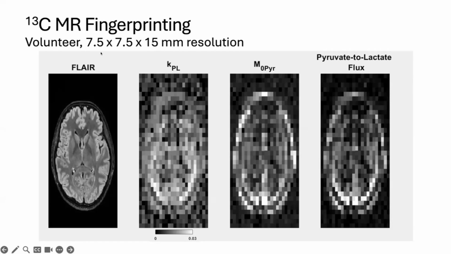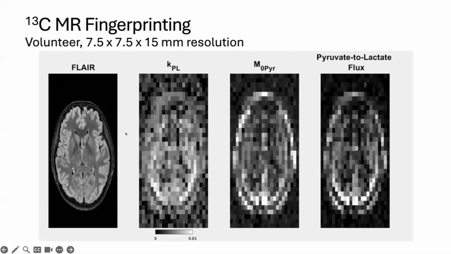This is at 7.5 millimeter in-plane resolution, 15 millimeter slice thickness, but still using a true 3D approach with the sigmoid-based flip angle design. On the left is the proton reference FLAIR image. The second image is the matched KPL map. The third image is the M0 pyruvate, which is the proxy for the area under the curve of pyruvate. And this pyruvate-to-lactate flux image is the proxy for the area under the curve of lactate.